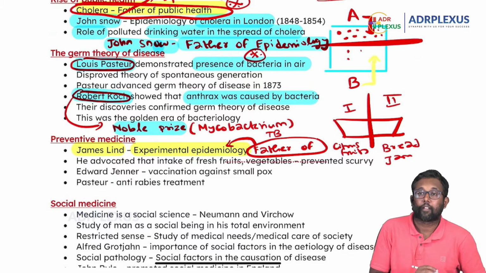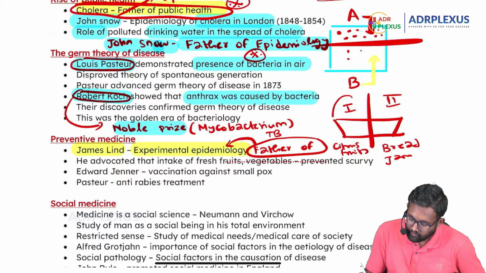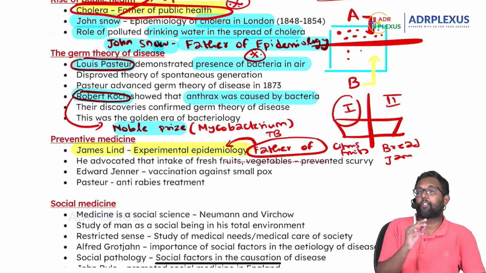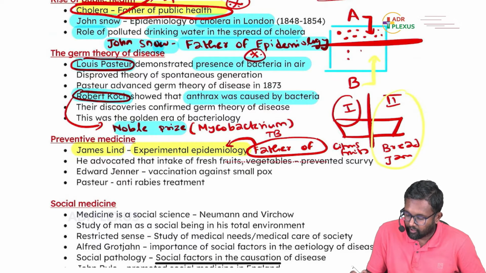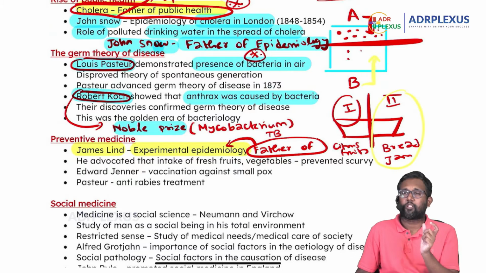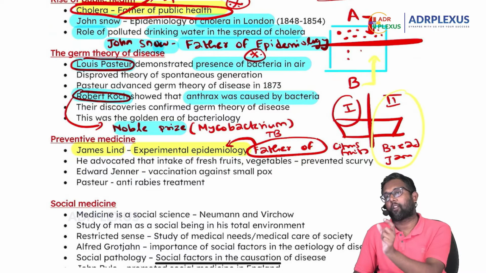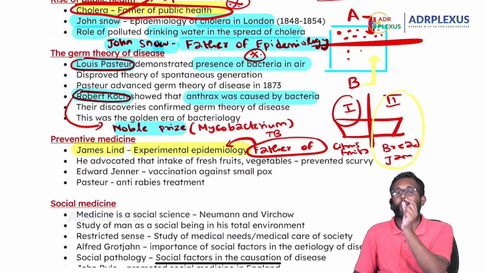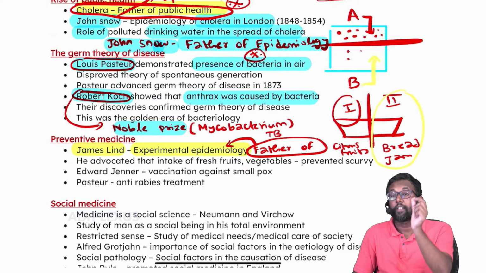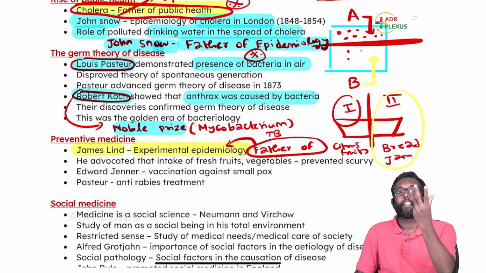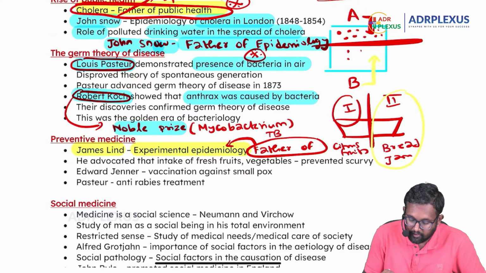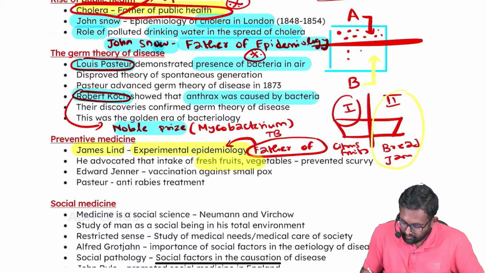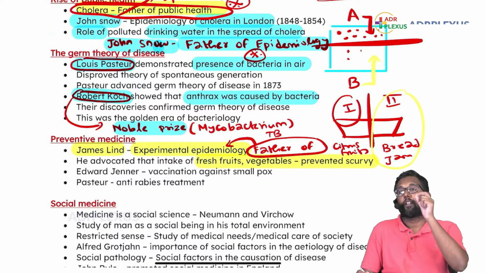So what happened? The people who ate the citrus fruits did not get scurvy, but the people who ate only bread and jam got scurvy. This is called the first experiment done on humans. So who is called the father of experimental epidemiology? James Lind. He did an experiment and showed that intake of fresh fruits and vegetables can prevent scurvy.